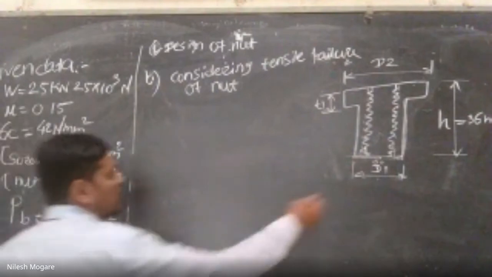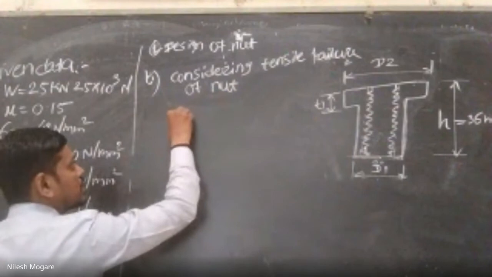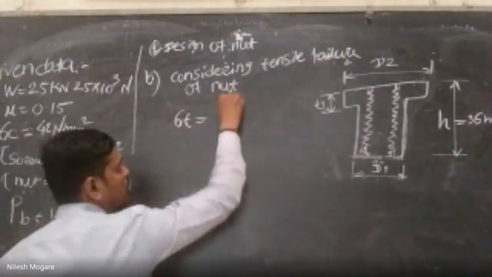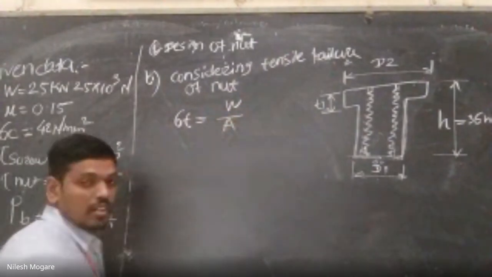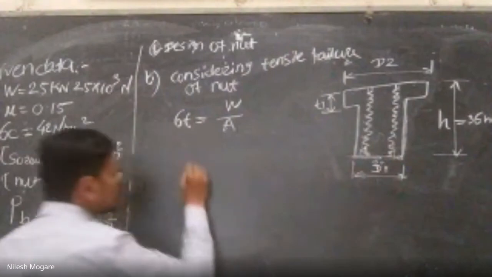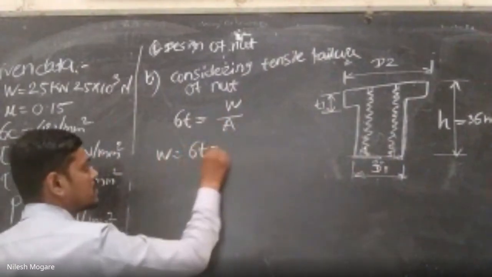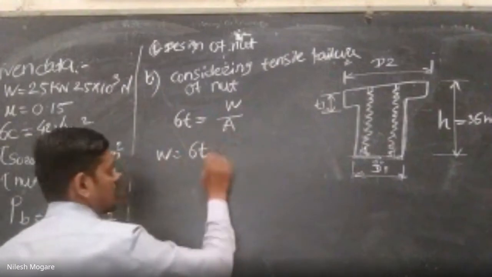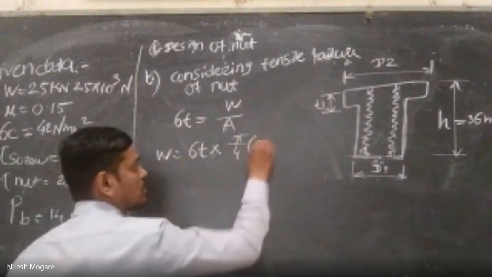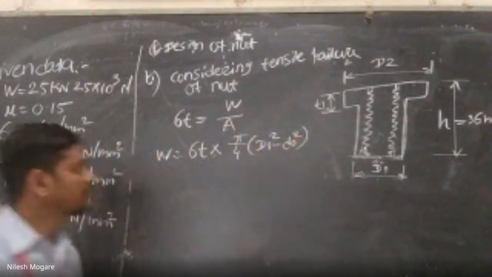So formula for calculating that, so tensile stress, so that it is nothing but sigma t is equals to load upon area. Now here which area do we have to consider? So DO and D1. That's why W is equals to sigma t, tensile stress, into area, pi by 4 (d1 square minus d0 square).